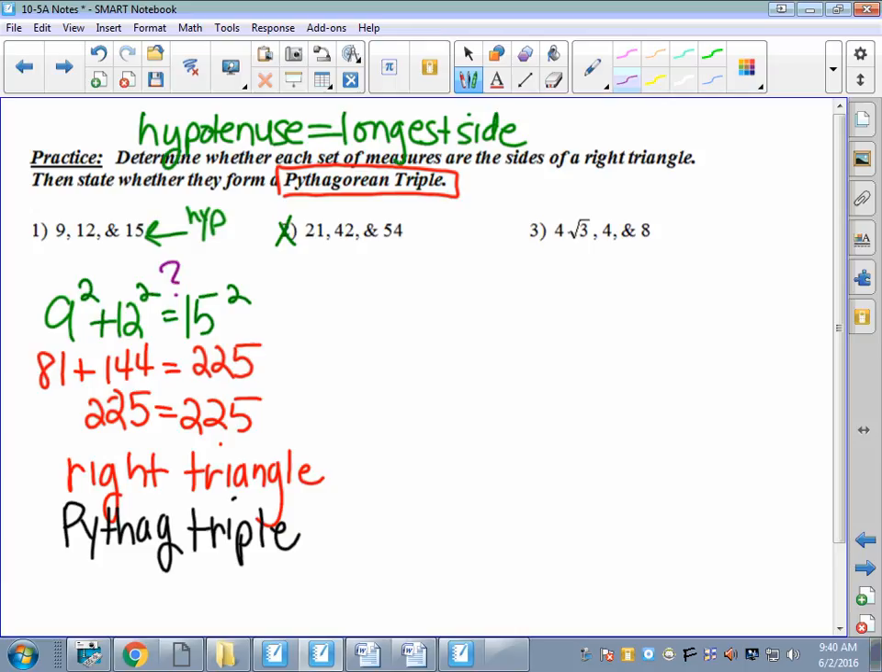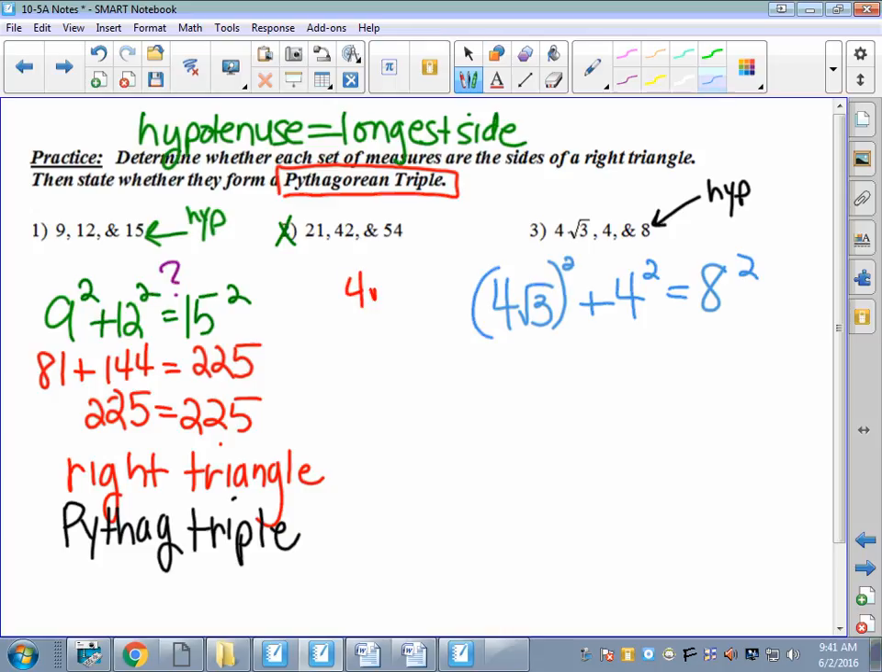So number 3, let's check this one. We're going to do the same thing. We're going to check Pythag. I believe if I type 4 square roots of 3 into my calculator, it's 6 point something. So I'm pretty sure 8 is the longest side, so it's got to be the hypotenuse. So I know it's going to be 8 squared all by itself. And I know that everybody knows what to do with a 4 square roots of 3 squared. Right? We write that out 2 times, multiply our whole numbers, multiply our radicands. So I get 16 square roots of 9.